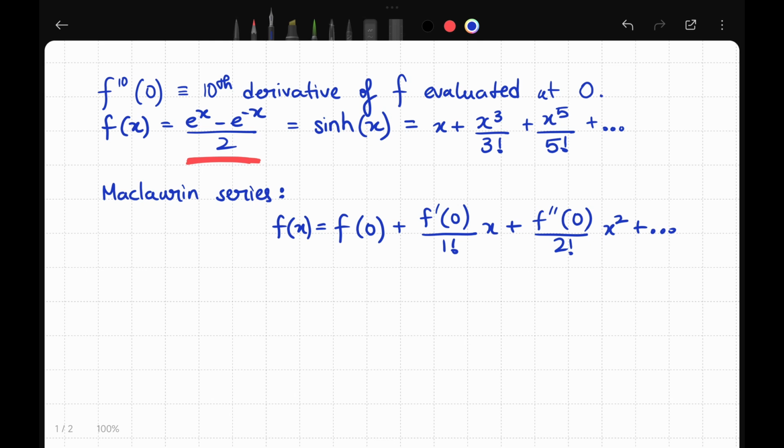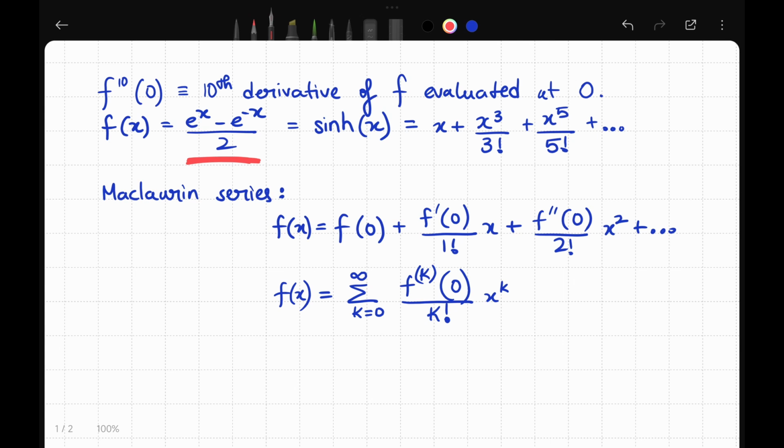Now what we have to do for this question is compare the standard expansion of sinh x, the given function, with the Maclaurin series expansion. Let me write this down as a general formula. This can be written as summation k equals 0 to infinity of the kth derivative, I'm writing in terms of the question's notation, the kth derivative about 0, divided by k factorial, times x to the power k.